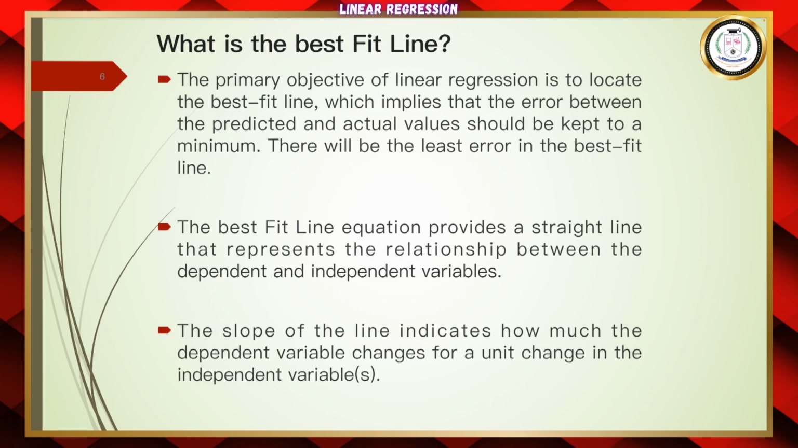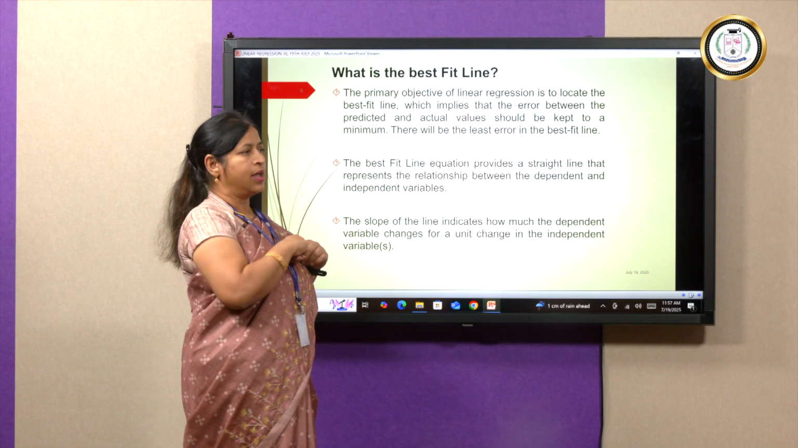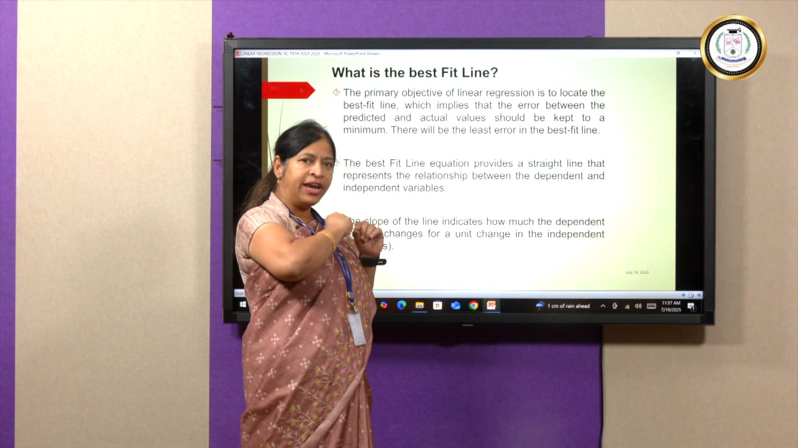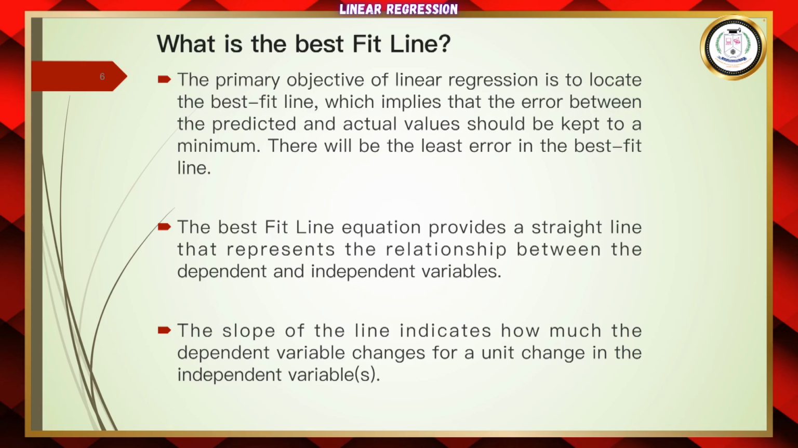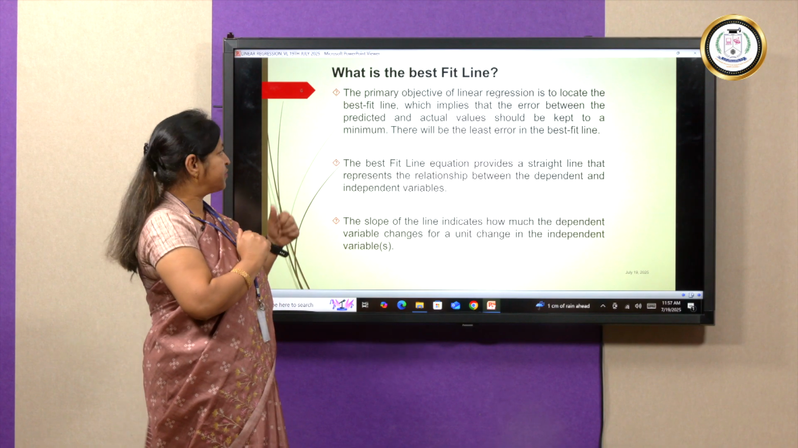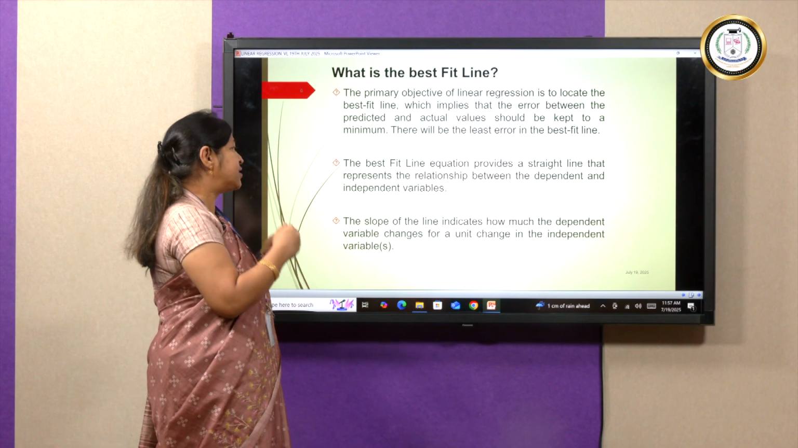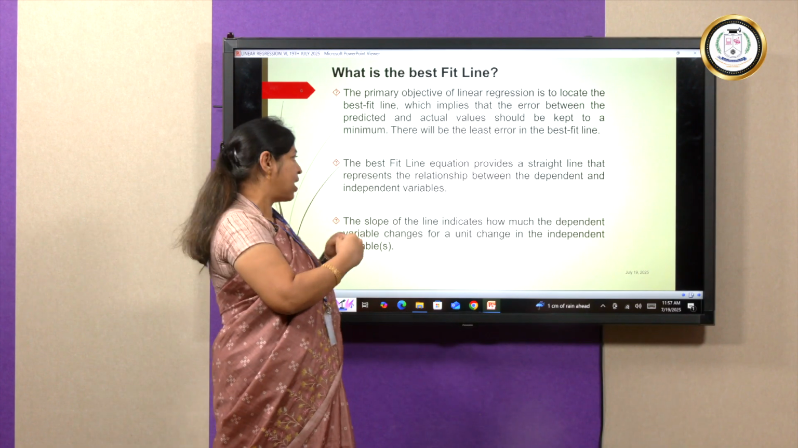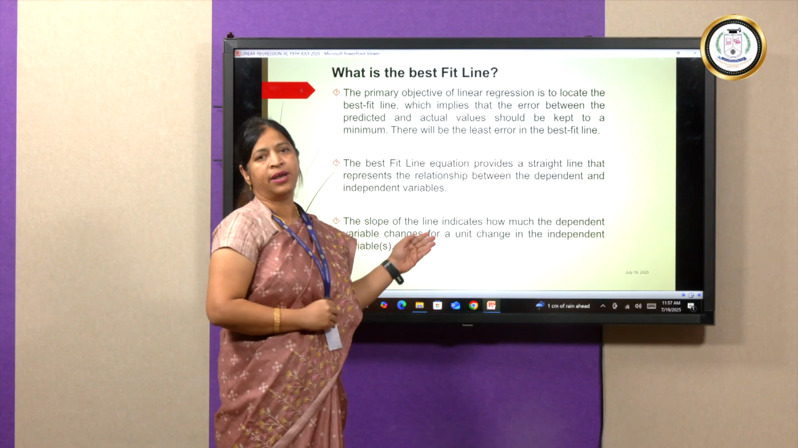Now the other key concept is the best fit line. What is it all about? As we have seen in the graph, the blue line is the best fit line. Our intention is to find the best fit line for the given data set. Our main intuition is that the best fit line should cover all the given data points appropriately. This best fit line provides a straight line that represents the relationship, and the slope of this line indicates how much the dependent variable changes with respect to the independent variable.